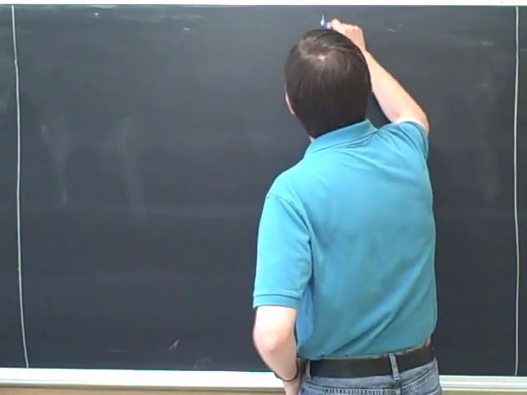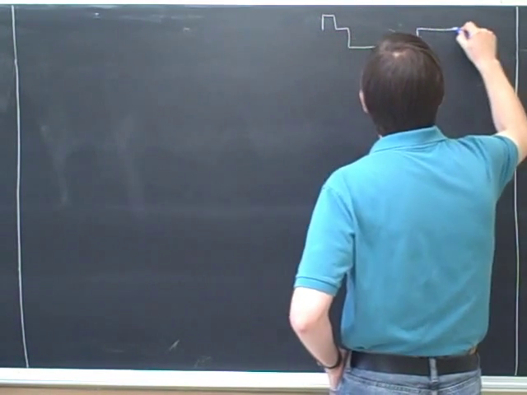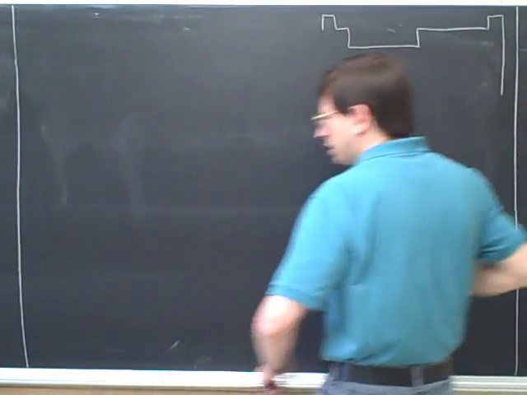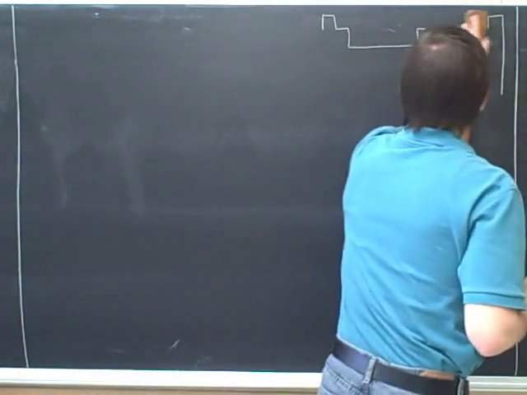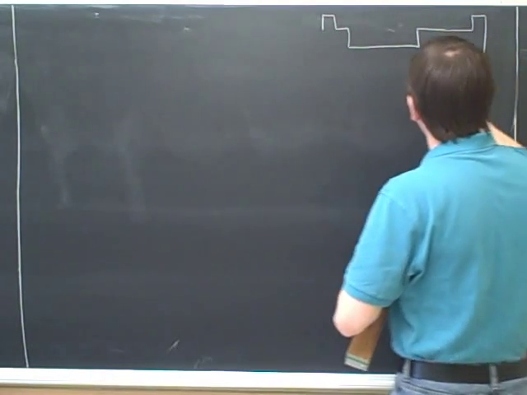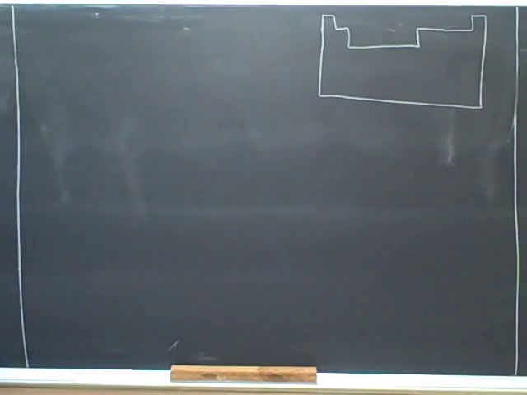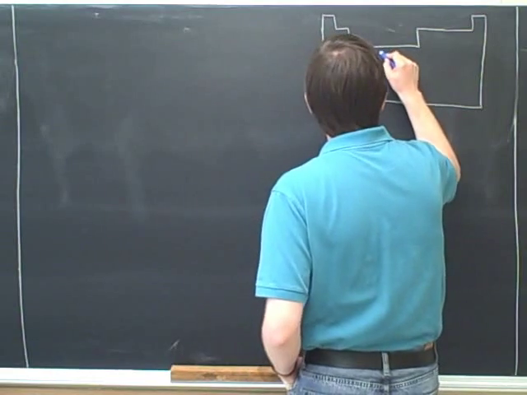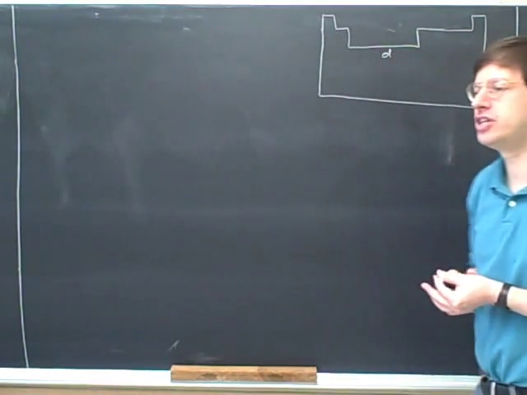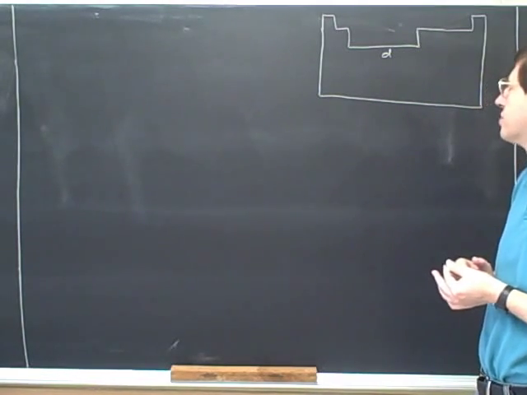What are the transition elements? Elements in the D block. That's right. And where's the D block in the periodic table? Right in the center. So the transition elements are the elements that are in the D block, and those are generally metals.